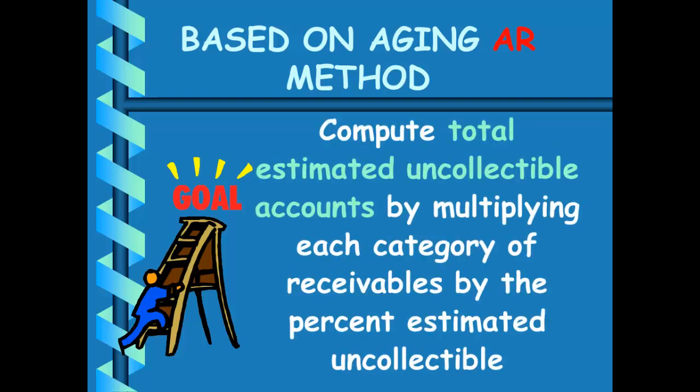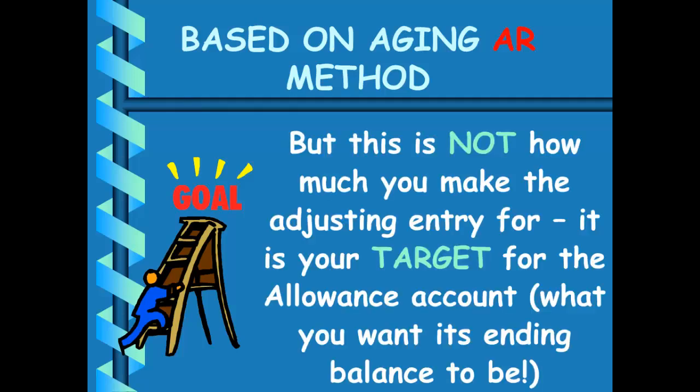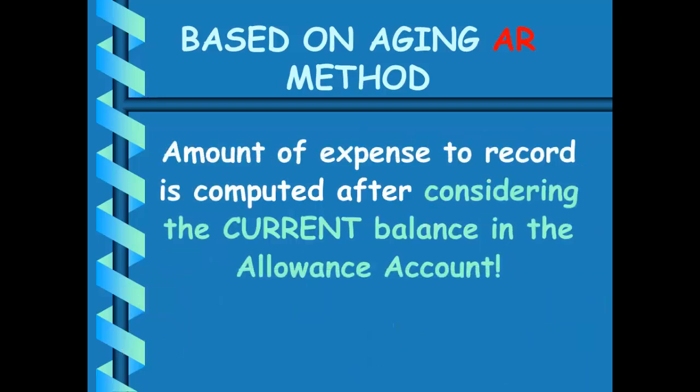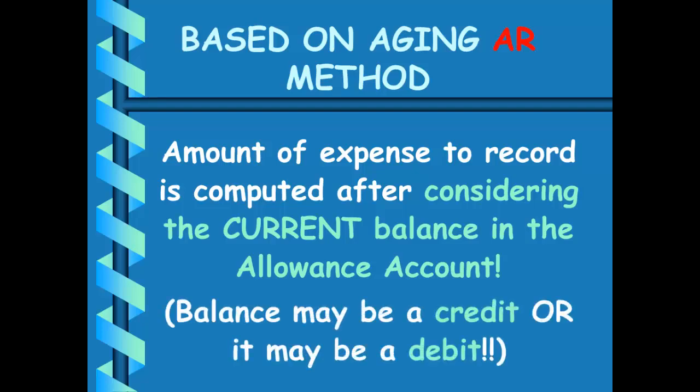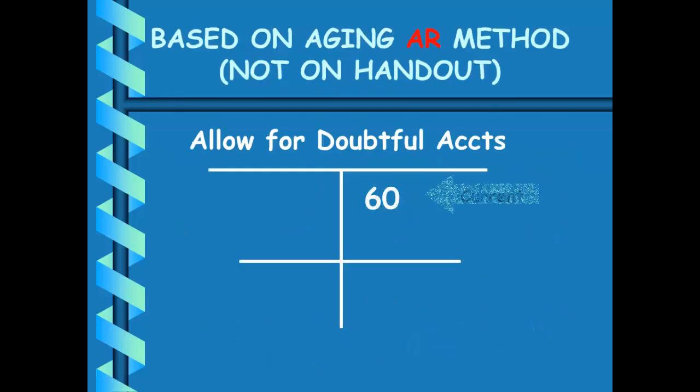We're going to get a total, but the important part is that's not what I'm going to make my entry for. Instead, the amount I calculate becomes my goal or my target, so that when I finish making the adjusting entry, that's what I want to have in the allowance for doubtful accounts. So I am going to have to make a journal entry to get my allowance account from where it is right now up to where it needs to be. Now, to do so will require that I think about what's already in the allowance for doubtful accounts. I have an example here. It's not on your handout, just look up here, please.